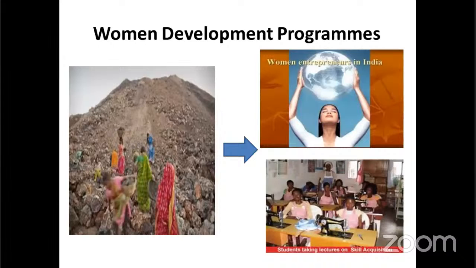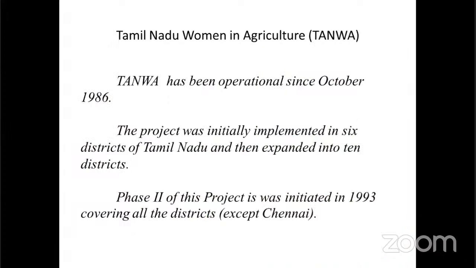Next one is the women development programs. The women development programs are DWCRA, TANWA, MSY, and RMK. These are mainly concerned with women development. First we talk about TANWA, Tamil Nadu Women in Agriculture, which has been operational since October 1986. In this, they give training to women, for example in post harvest work, and in the paddy field they give training in operating the conoweeder, and other training in farming activities. That's why Tamil Nadu Women in Agriculture came.